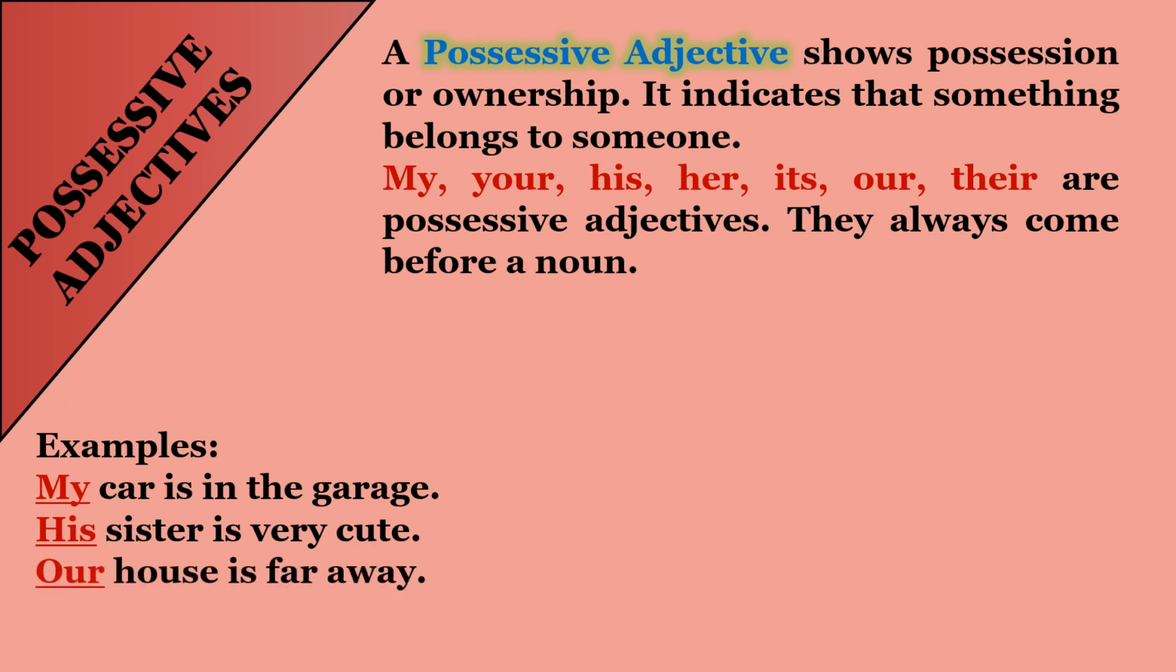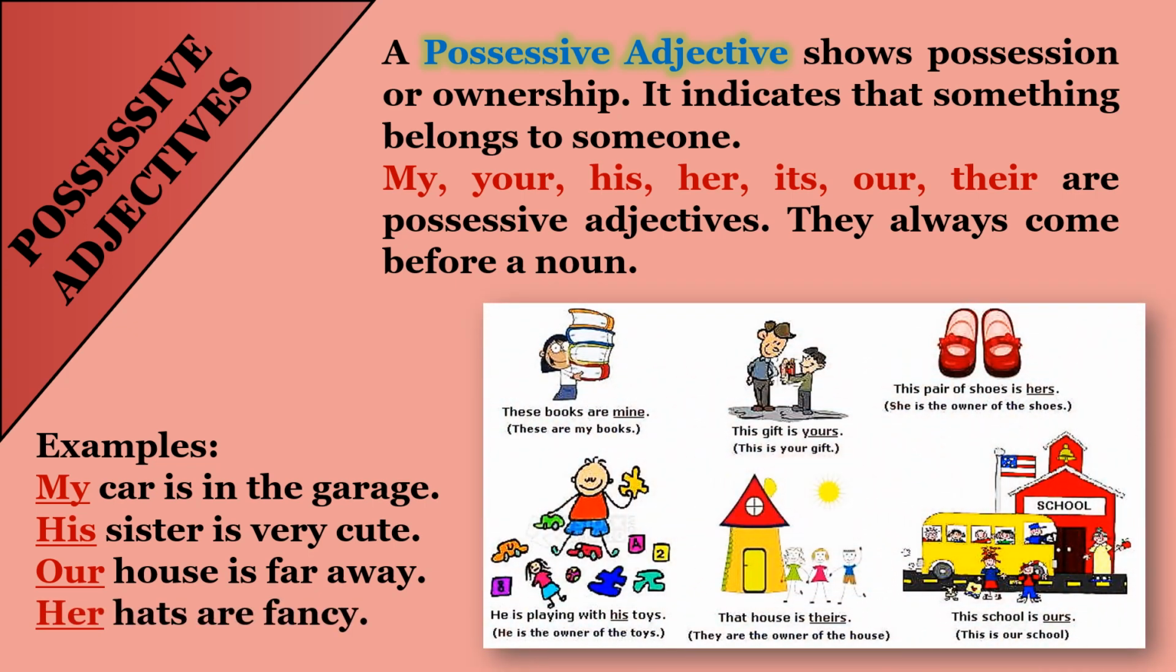Our house is far away. Her hats are fancy. So you can see in these sentences, this is your gift, the gift belonging to you. These are my books. He is playing with his toys. That house is theirs. So these are the different types of possessive adjectives.